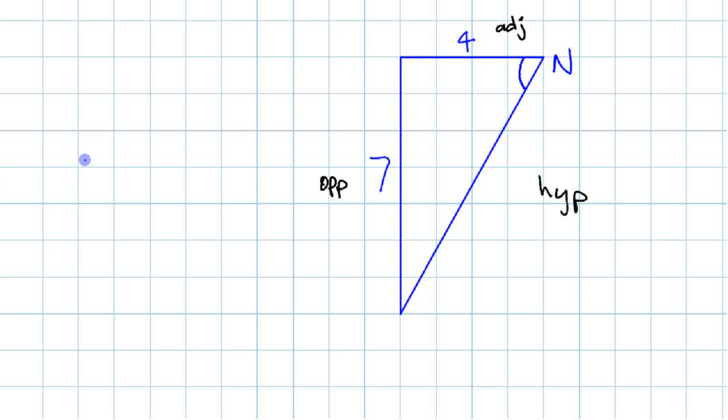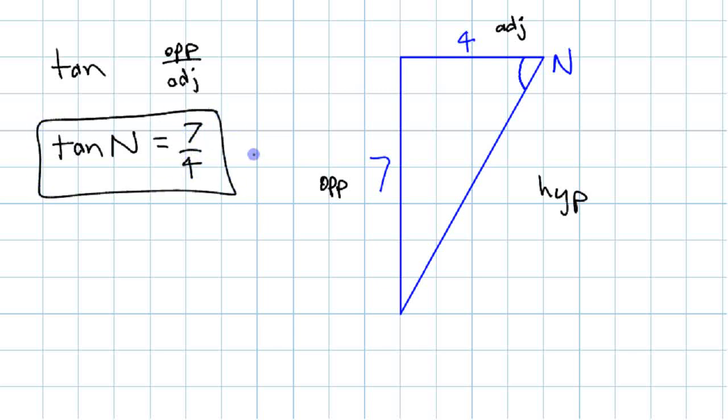The ratio we can write right away is the tangent ratio, because we have opposite and adjacent. And of course, tangent is opposite over adjacent. That's what that ratio is. So we're going to write a trig equation: tangent of angle N equals 7 over 4. That's the tangent ratio. Now later on we're going to actually use an equation like that to find the missing angle. Right now we're just writing ratios.